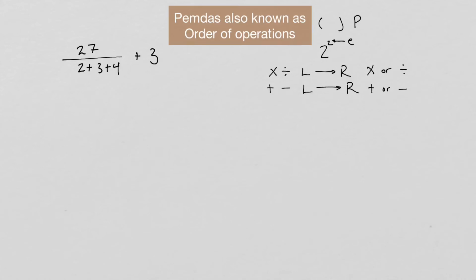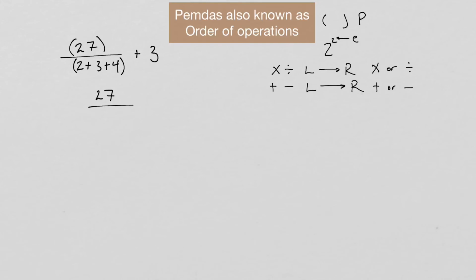Okay, scanning from left to right, we see we have a fraction with a bunch of stuff underneath being added together, plus another addition. Like I said earlier, if you see a fraction bar, you could put everything in the top and bottom in parentheses if you want. So now we have 27 divided by 2 plus 3 plus 4. That's 5 and 4, that gives us 9, and then plus 3.